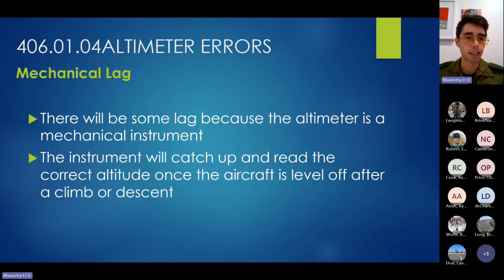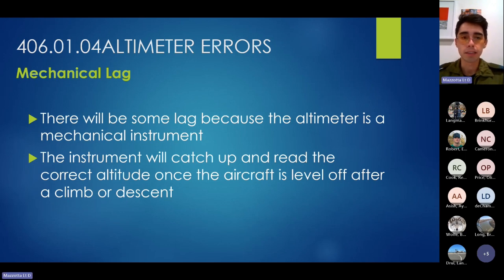And then lastly, mechanical error. Like any other instrument that's man-made, there will be some lag due to the mechanical instrument itself. Normally it'll catch up as the aircraft levels off from a climb or descent. And sometimes you just have to tap very gently beside the glass of the altimeter and the needles will move and it'll correct itself. I've had to do that a few times myself.